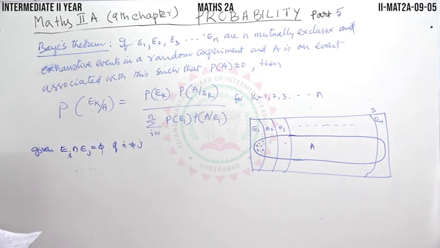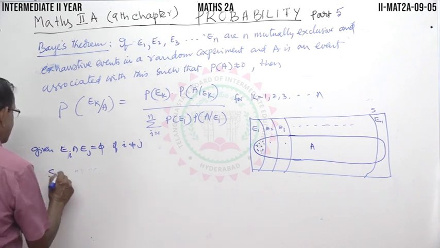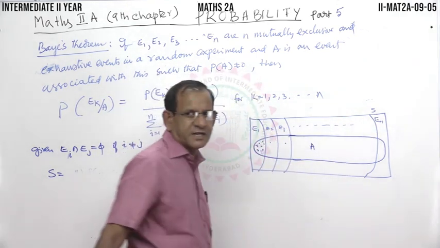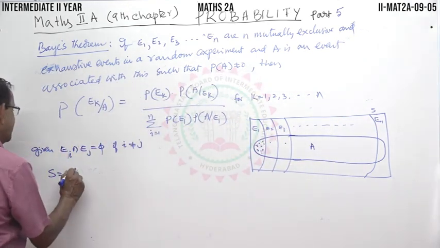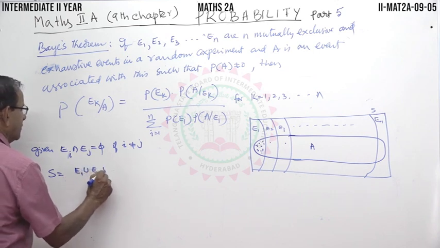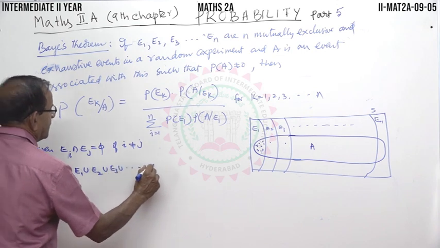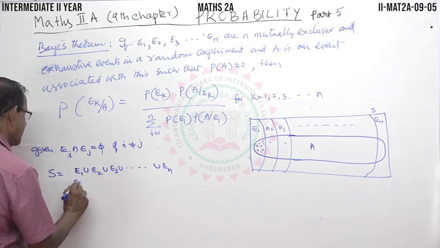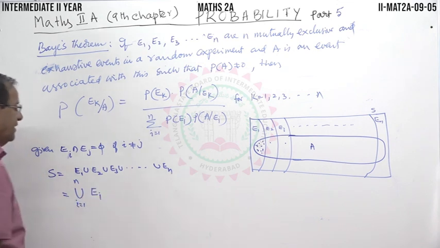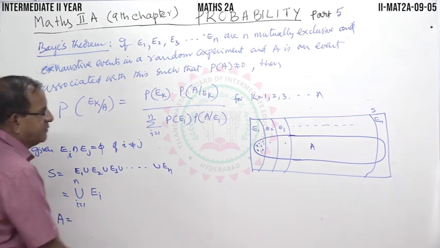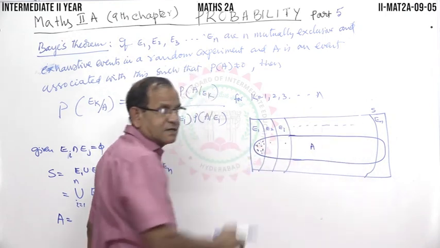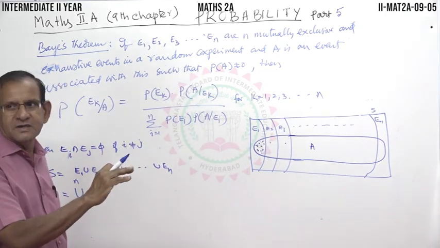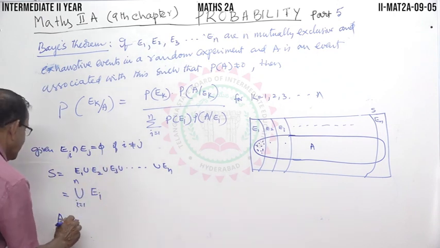Now, in that case, what is S? S means the union of all these, E1 union E2 union E3 union up to union En. Simply we can write it as union i is equal to 1 to n Ei. Now what is A? A can be taken as the intersection of A and S. S is the total space, and A is the common part of A and S. So I will take it as A intersection S.